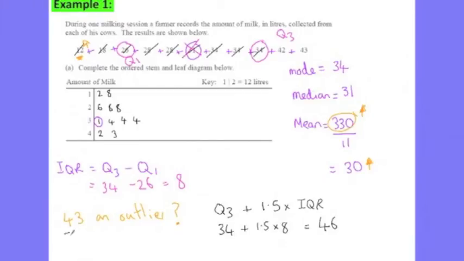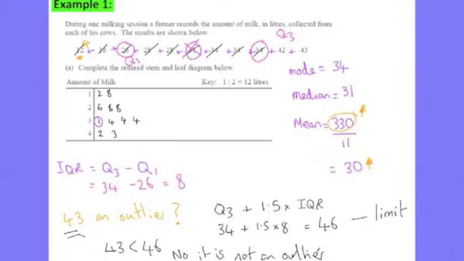Now, 43 is less than 46. 46 is the limit. Any number above 46 would be an outlier. So in this case, 43 is less than 46. Therefore, no, it is not an outlier. So 43 is not an outlier because it is less than 46.